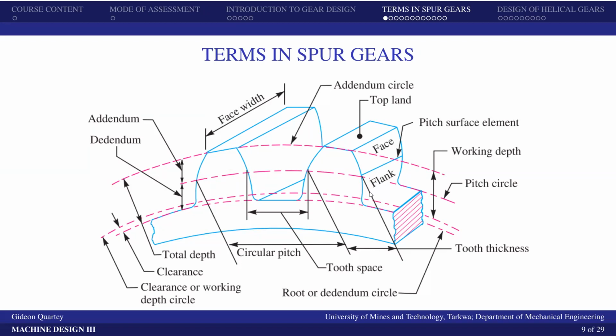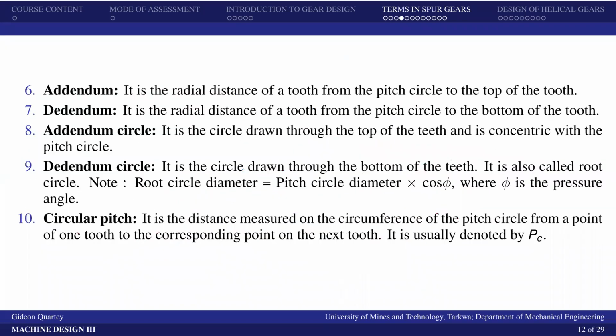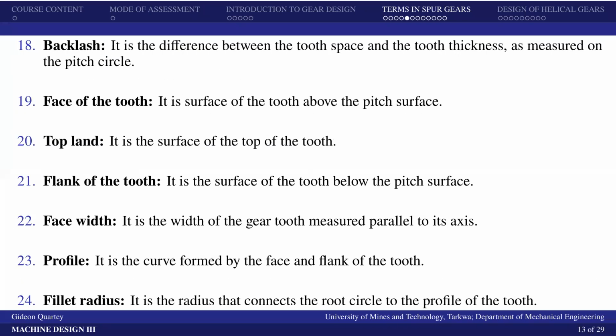All right, then we have the fillet. That fillet, which is here, is at the root of the gear tooth. The essence of that fillet is to act as stress relief at the bottom during the operation of the gear. All right, and that is what we call the fillet radius.